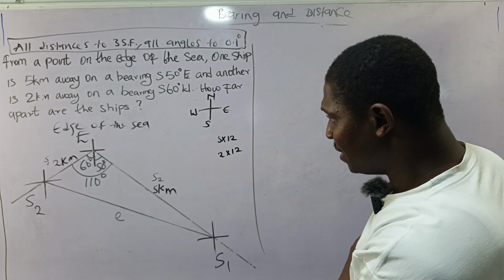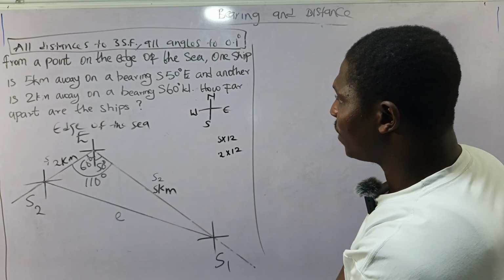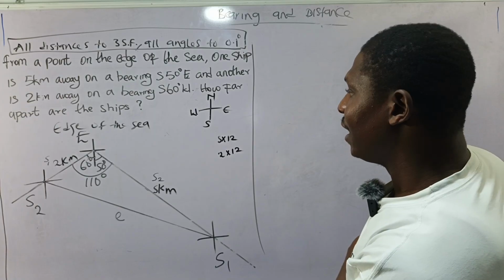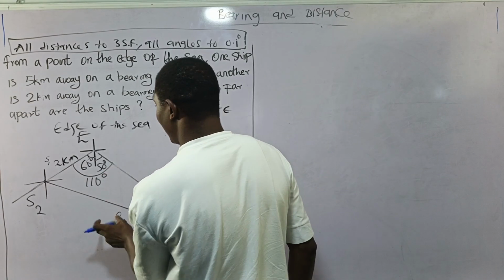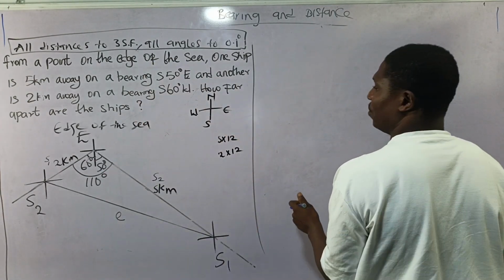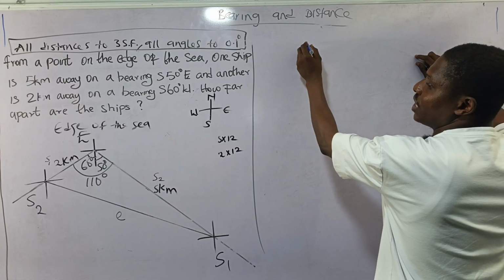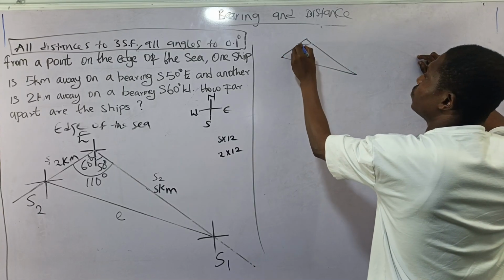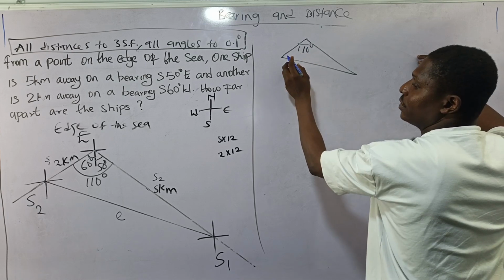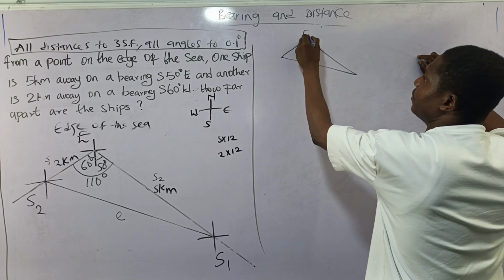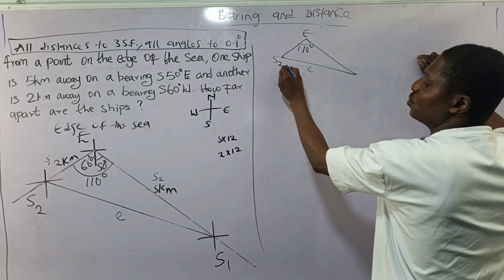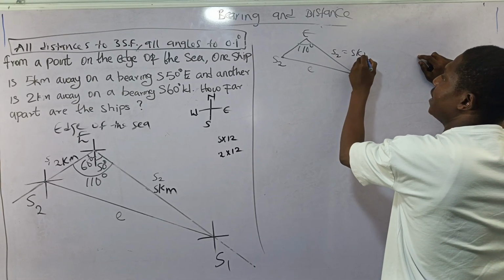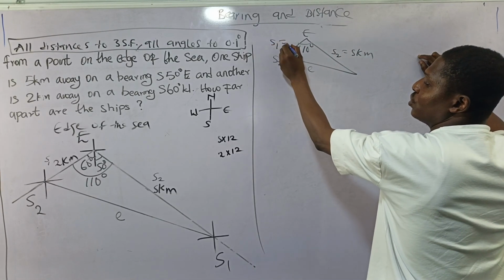I'm looking for my e. How many angles do I know? I know two sides, and I know an included angle, so I can get my e using cosine rule. So the triangle now is something like this. You can see it. This is 110 degrees. This is E, capital E. This is S subscript 2, which is S2 equal 5 km. S1 equals 2 km.